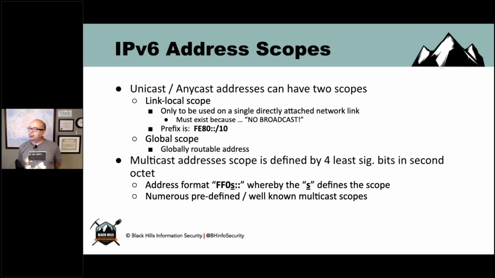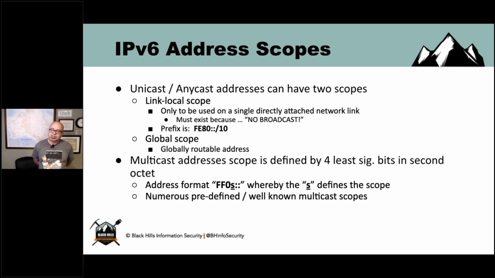Unicast and Anycast addresses can actually have 2 scopes. There is a thing called a link local scope, which can only be used on a directly attached network link, and this one must exist because there is no broadcast. Multicast operations are going to come from this address. The prefix is FE80::, all zeros, /10. Global scope addresses are those that are globally routable. They can be unicast and they can be anycast addresses.